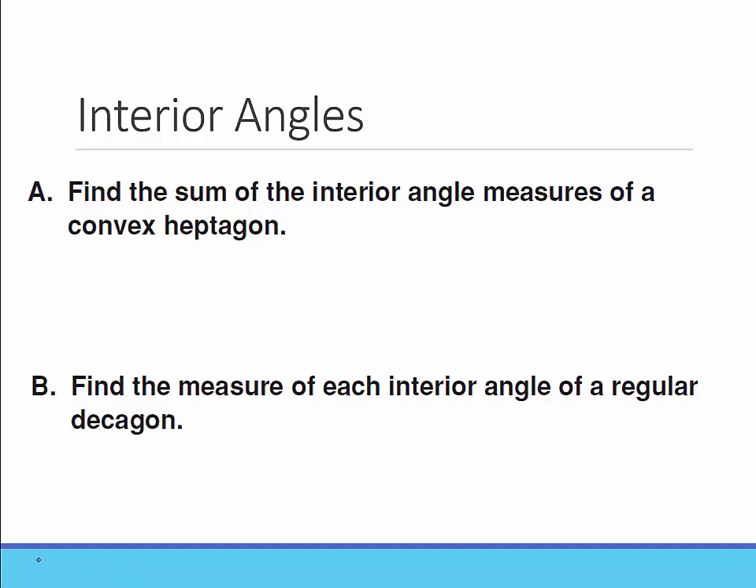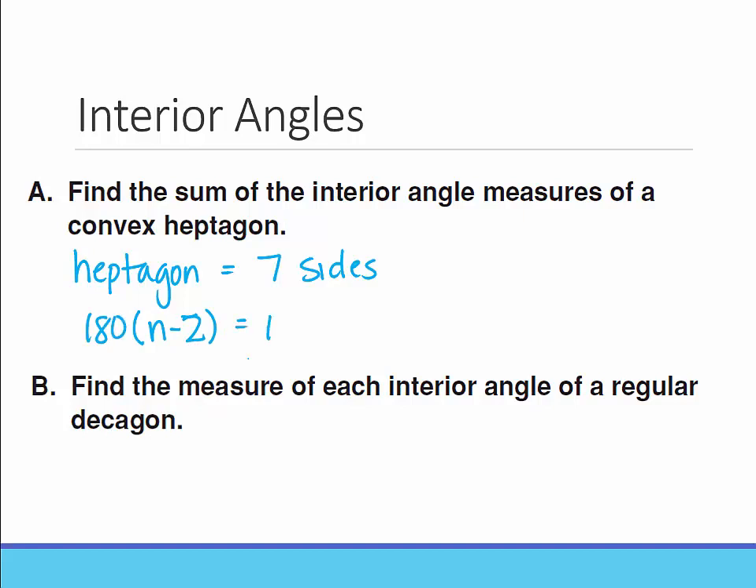So find the sum of the interior angle measures of a convex heptagon. Remember, heptagon means 7 sides. Our formula says that we're going to do n minus 2 and multiply that by 180 degrees. So I'm going to do 180 times 5. If you multiply that together, you end up with 900 degrees. So every single heptagon has exactly 900 degrees in it.